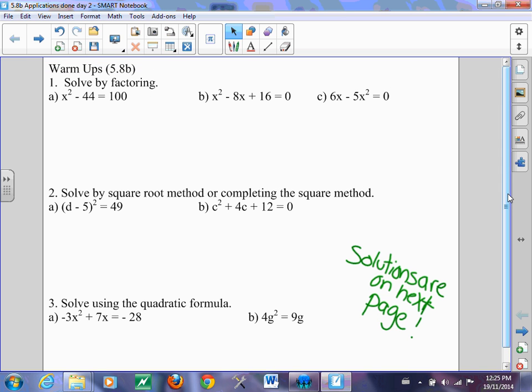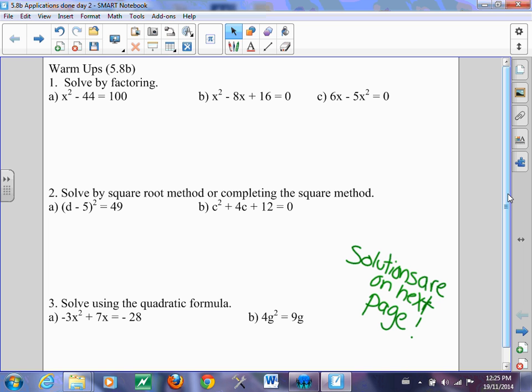Hello class, and welcome to lesson 5.8b. Today we'll be taking a look at using the quadratic formula and applying it to a couple real life situations in the real world. But before we do that, let's just go over our three different types of solving.